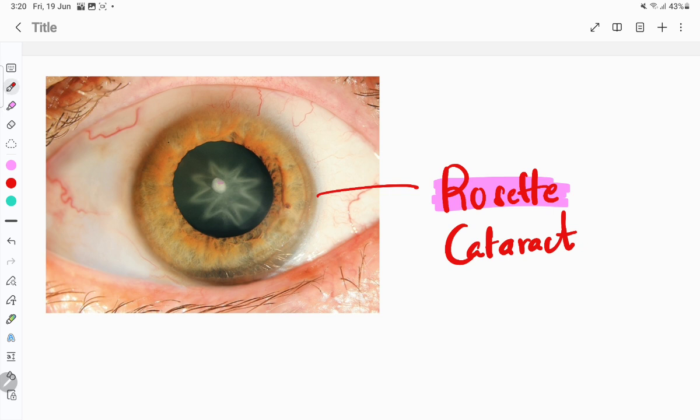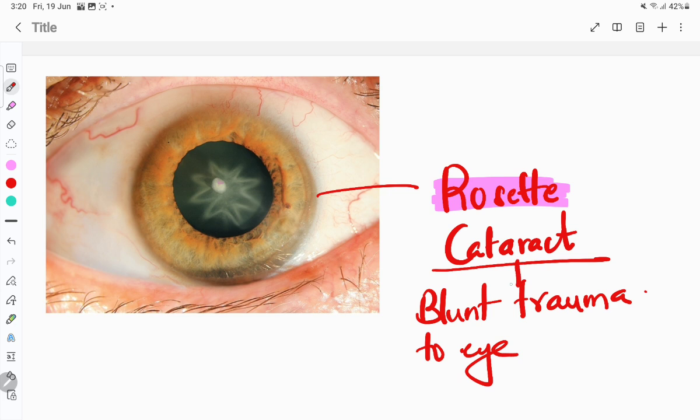And where do you see rosette cataract? It is cataract due to blunt trauma to the eye. The cataract that develops due to blunt trauma to the eye is called rosette cataract. Very important image based question.